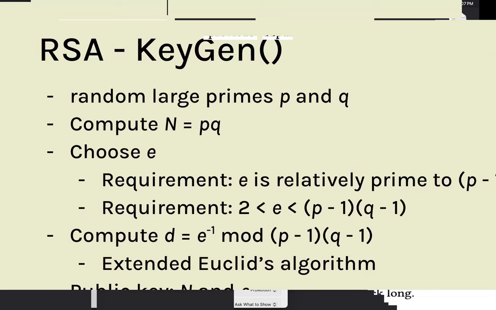So for RSA, we're picking two random large primes P and Q, and we're computing N, which is equal to P times Q. And we're going to choose an E such that it's relatively prime to (P minus 1)(Q minus 1), and it's between 2 and (P minus 1) times (Q minus 1). We're going to compute the decryption key D, which is the inverse of E, using the extended Euclidean algorithm. And we're going to have a public key, which is N and E, and a private key D.